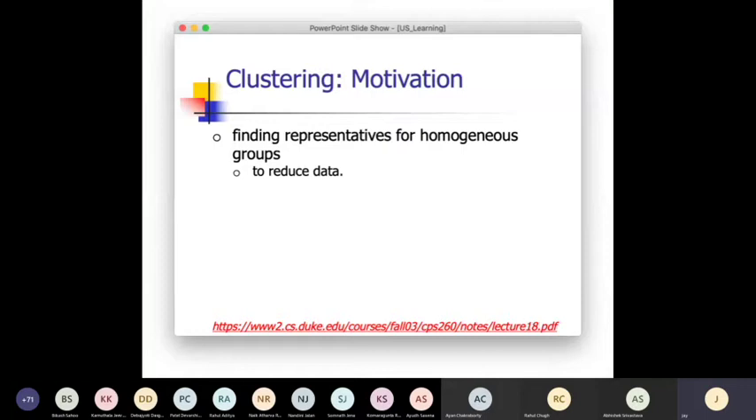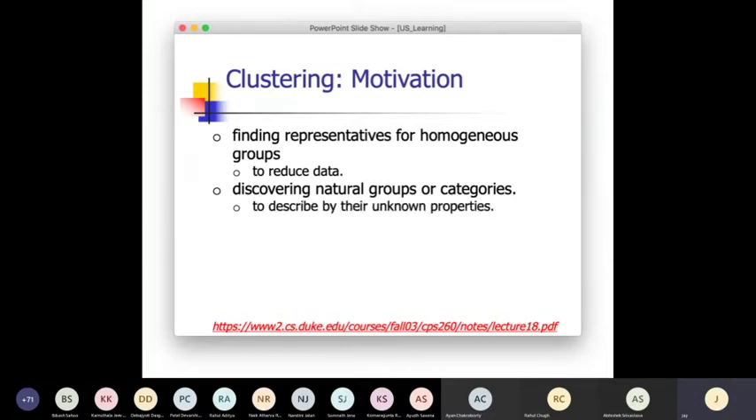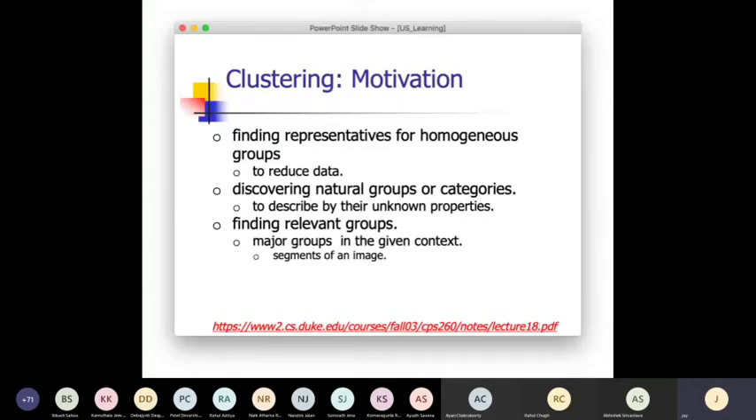We are discussing the motivation. It is a representative for homogeneous groups, like you can reduce data to discover natural groups or categories, and to describe them by their unknown properties by which you are trying to discover these groups. You can find relevant groups, like major groups in the given context. For example, segments of an image, those are the relevant groups. There may be other kinds of groupings also, but which are the most relevant, more prominent ones.